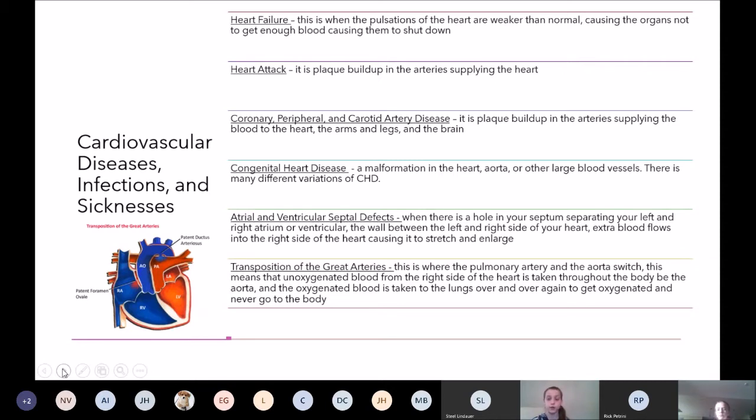Congenital heart disease is a malformation in the heart, aorta, or other large blood vessel. There are many variations of CHD, including atrial and ventricular septal defects and transposition of the great arteries. Atrial and ventricular septal defects is where there's a hole in your septum. It is the wall separating your atriums and ventricles. Transposition of the great arteries is where your aorta and pulmonary arteries switch. So your pulmonary artery is attached to your left ventricle, while your aorta is attached to your right ventricle.